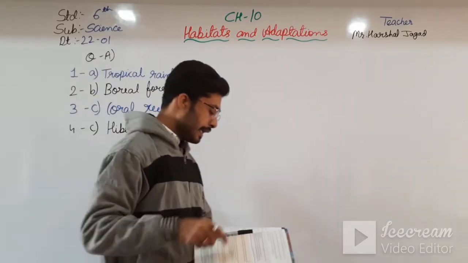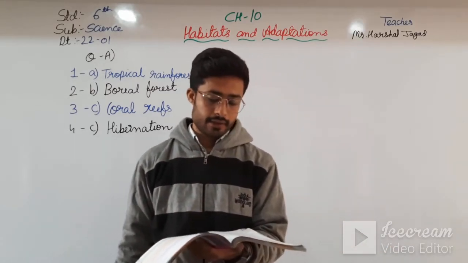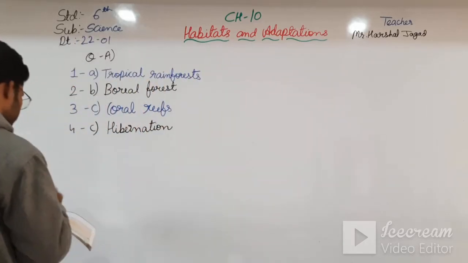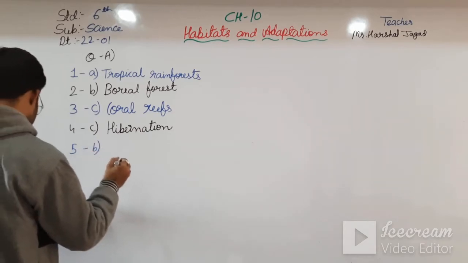Fifth one, an example of migration: Siberian tiger, Arctic tern, sloth or polar bear. So here it will be B.